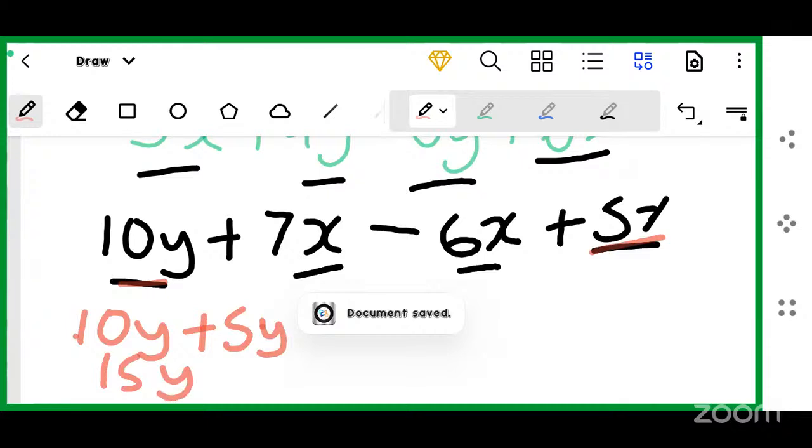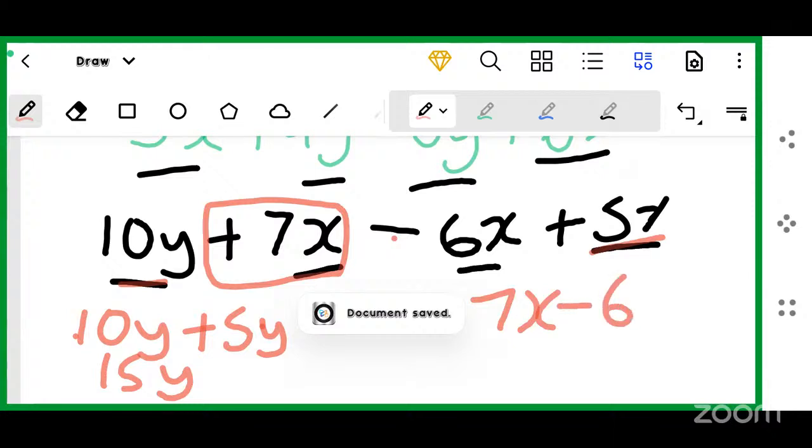And then we come to the x part. So we write our 7x, and then it's subtracting 6x. So what is 7 minus 6? 1. Perfect. It's going to be 1x. And we know that the 1 here can be invisible, so we can just write it as x.